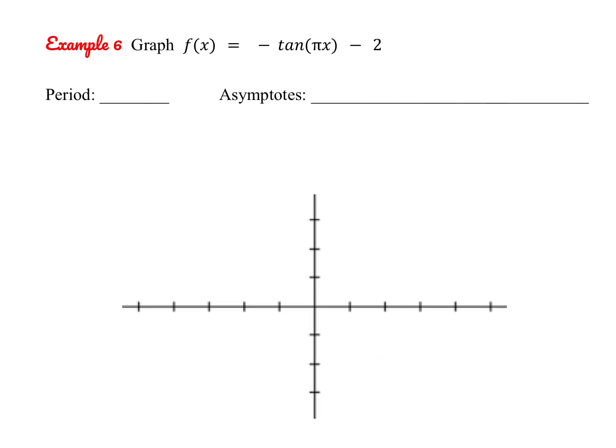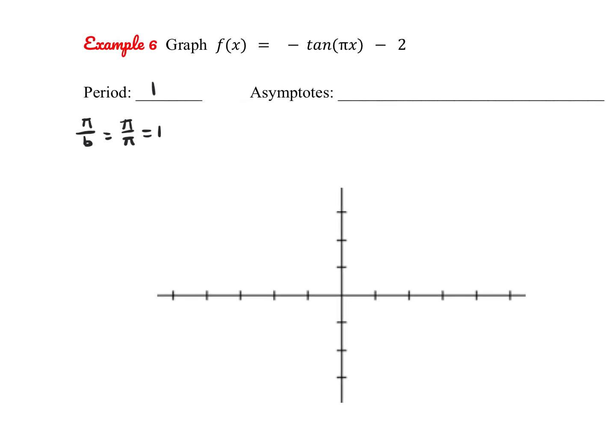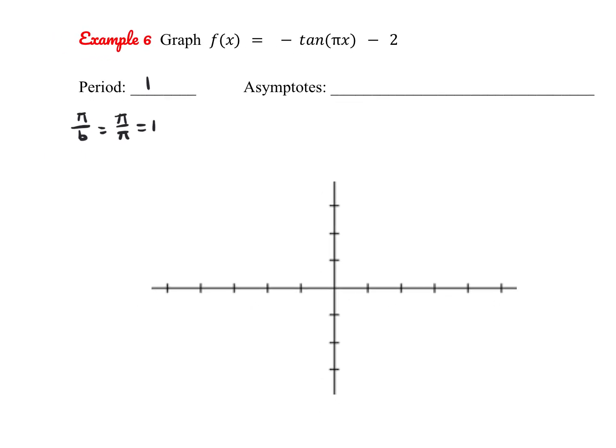All right, let's try another one together. Here we have 3 changes. We have the reflection, a period change, and a shift down 2. So let's talk about the period first. So remember, we take pi and we divide it by the b value. So pi divided by pi is 1. So this time our period is 1. Remember, the period does not have to be in terms of pi. Sometimes it is, lots of times it is, but sometimes it's not.